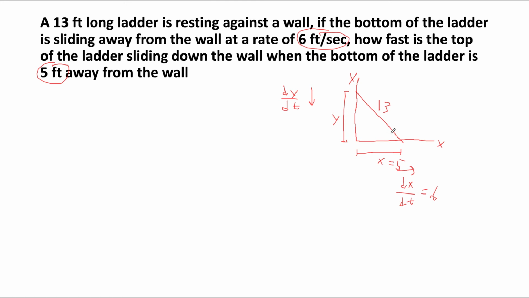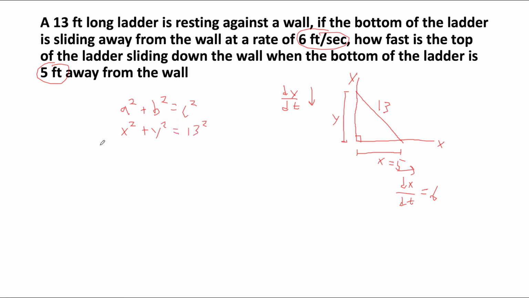Now let's look at an equation for this drawing here. So this looks like a right triangle to me, and if we recall the Pythagorean theorem, we know that a squared plus b squared equals c squared. If we substitute in our own variables here, we get x squared plus y squared equals 13 squared.